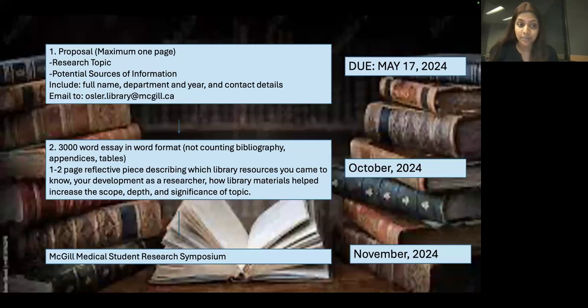And then the next step would be the top three essayists will be presenting at the McGill Medical Student Research Symposium. And this usually happens during Osler Week. If you attended the banquet this year, you would know that's around November 1st of the year. So next year as well, it would be the same. And if you, next slide, please.